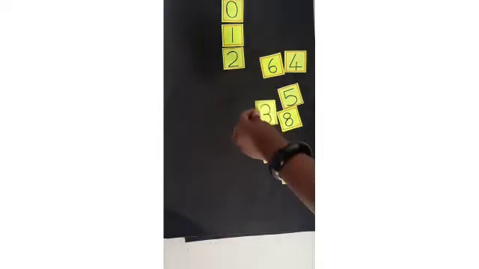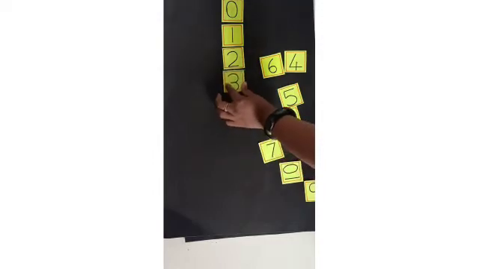Now, tell me, after number 2, which number will come? 2 के बाद कौन सा नंबर आता है? Let us count from here. 0, 1, 2, फिर क्या आएगा? 3, right? So, we will search for 3 from here. Here it is. And then, we will place it below number 2 like this.